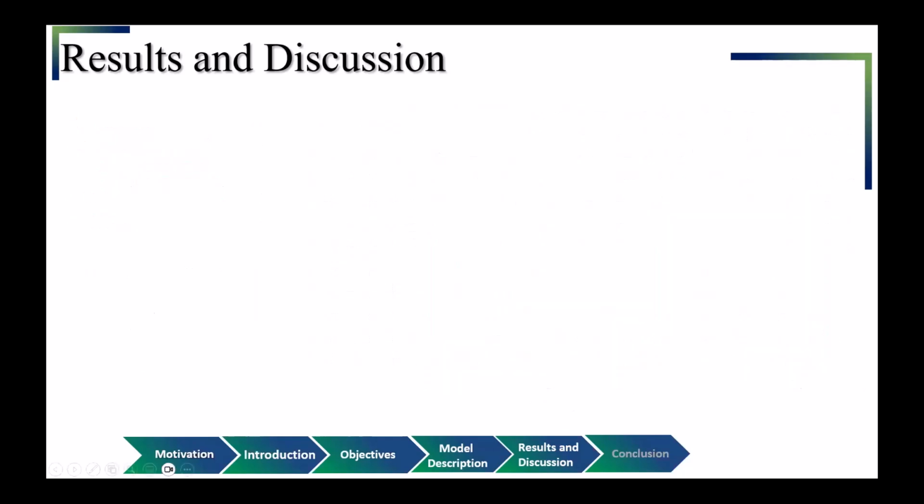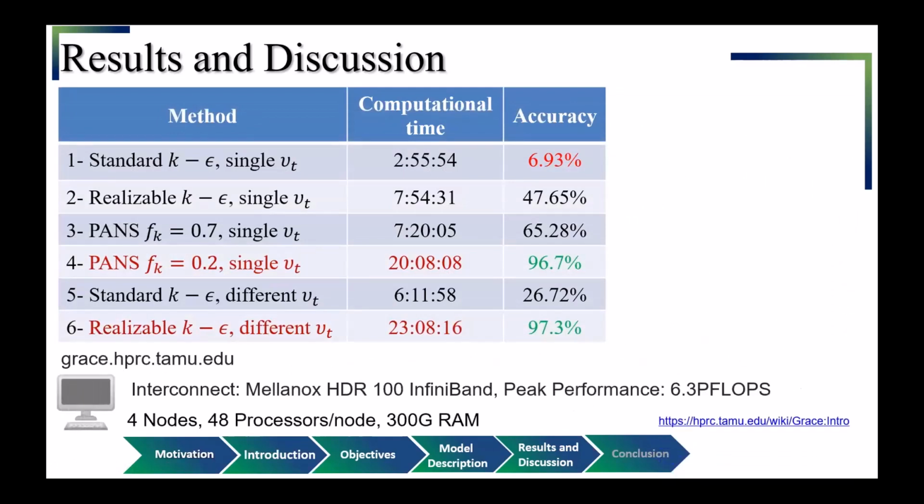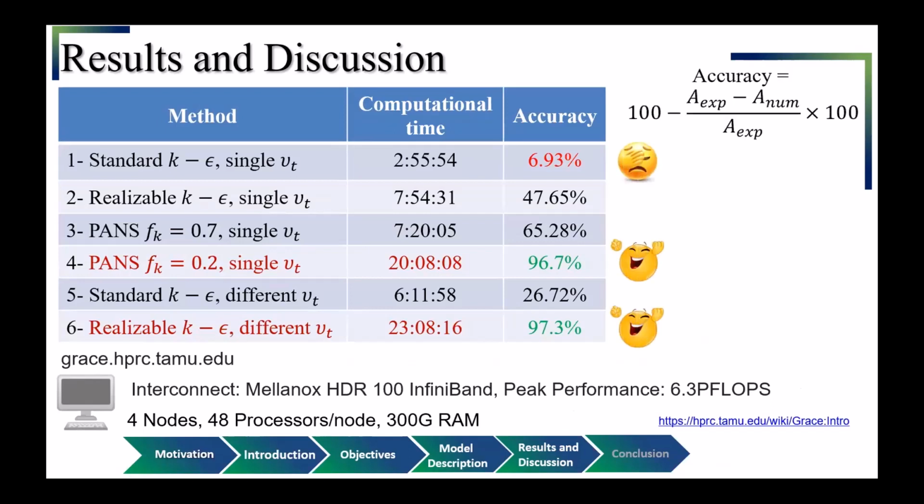Using the same mesh and same computational power, all the simulations were computed using the Grace cluster of Texas A&M, using 4 nodes and 48 processors per node. We see that BANS with small fk 0.2 using single nu T, and the realizable k-epsilon RANS using different nu T for each phase, were the most efficient turbulence models to capture the hydrodynamic forces of the suspended cylinder correctly without any dissipation.